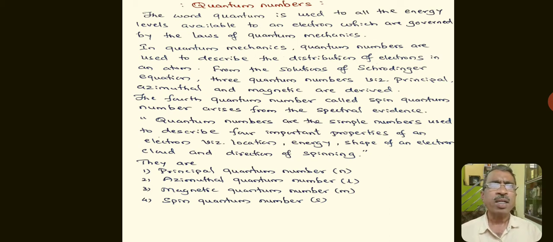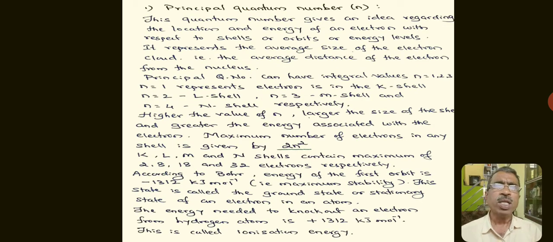Quantum numbers are the simple numbers used to describe four properties of an electron, namely location, energy, shape of an electron cloud, and direction of spinning. There are four quantum numbers: principal quantum number n, azimuthal quantum number l, magnetic quantum number m, and the fourth, spin quantum number s. Coming to the first one, principal quantum number.